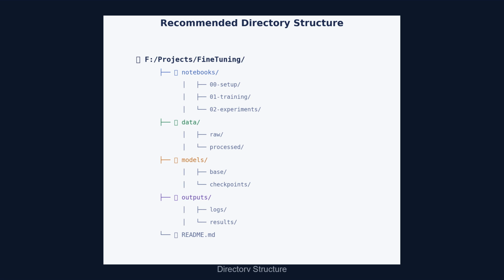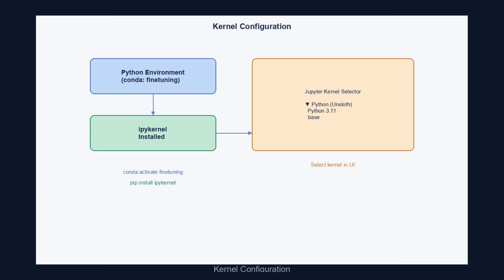This image presents the kernel configuration setup for your Jupyter notebook, specifically in the context of our course. First, you'll want to ensure you've created and activated your Python environment using Conda, which we've labeled here as fine-tuning. This environment is crucial as it will house all the libraries and dependencies necessary for your fine-tuning workflows. Once you have that environment ready, you need to install the ipkernel package, which allows Jupyter to use the Python environment you've set up. You'll see the commands for this at the bottom.